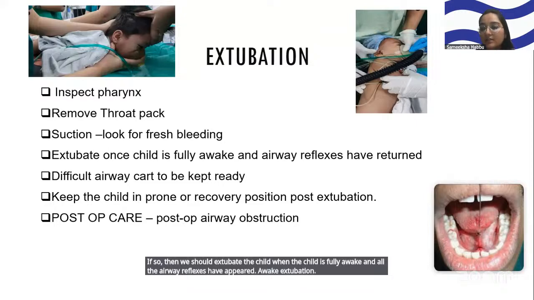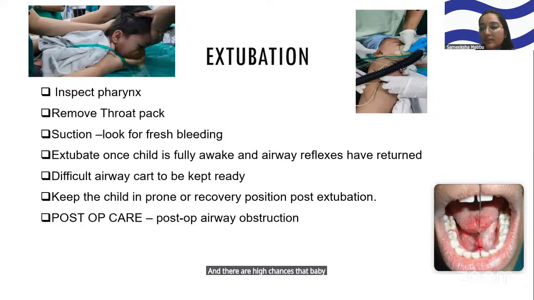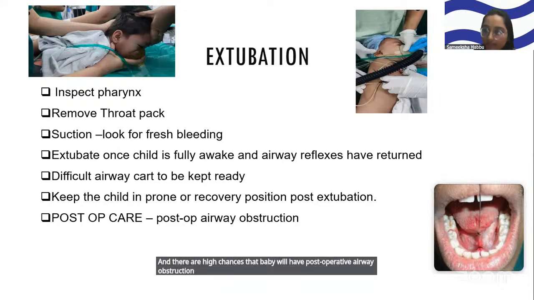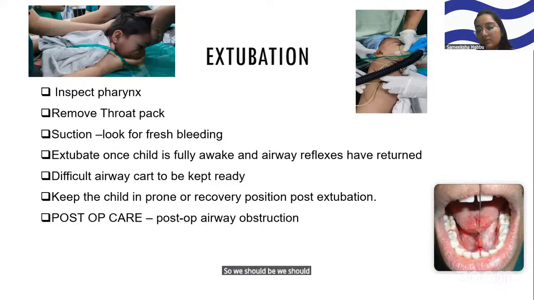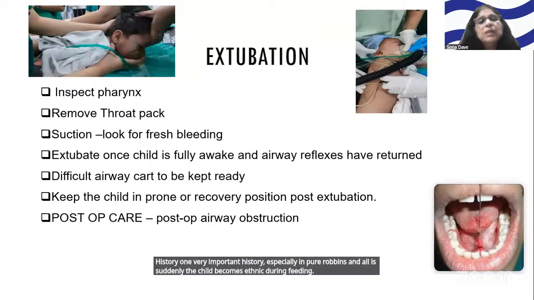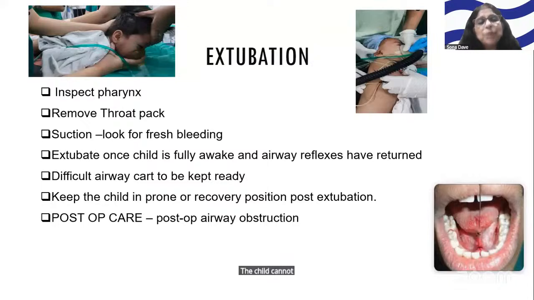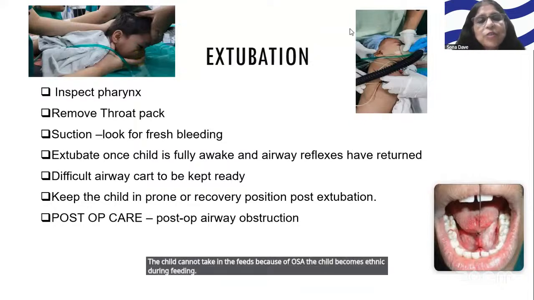There are high chances that the baby will have post-operative airway obstruction. As it is, babies are at risk of post-operative airway obstruction, but this will augment it. So we should ask the history. One very important history, especially in Pierre Robin and similar cases, is whether the child suddenly becomes apneic during feeding. The child cannot take in the feeds because of OSA. So this history is also very important.